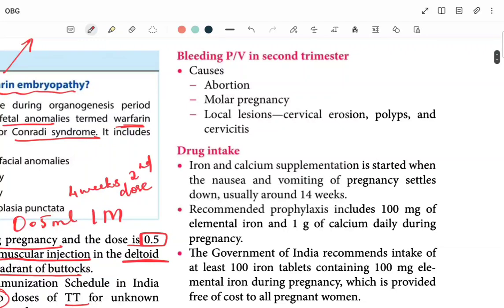So coming to bleeding per vaginum in the second trimester. In the second trimester, you ask for the history of bleeding PV. So what are the causes of bleeding PV in the second trimester? Very, very important question. As usual, the first cause is abortion, second is molar pregnancy, and third is any local lesions like cervical erosion, polyps, and cervicitis.